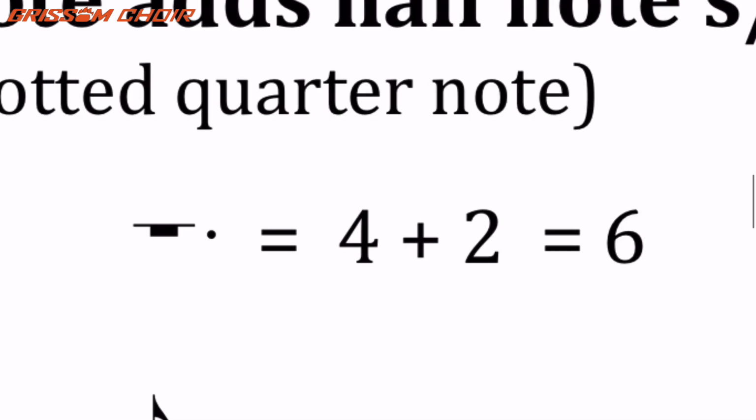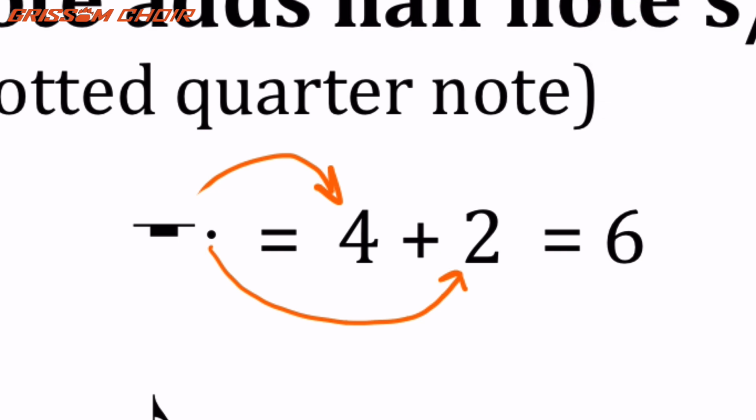Next example, if we negate that dot, we can determine that that is a whole rest. The whole rest gets 4 counts, but it's not just a whole rest, it's a dotted whole rest. That dot will add 2 back to that original 4 because half of 4 is 2. So 4 plus 2 equals 6.